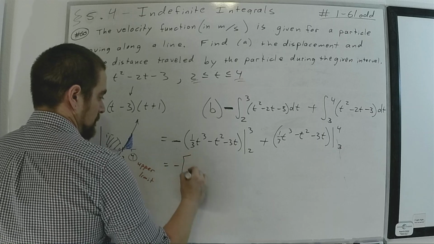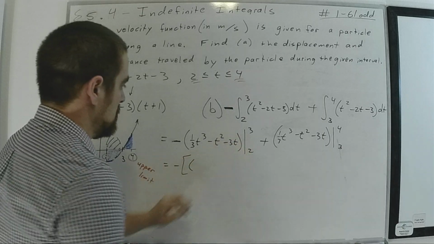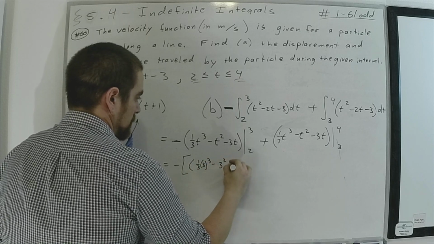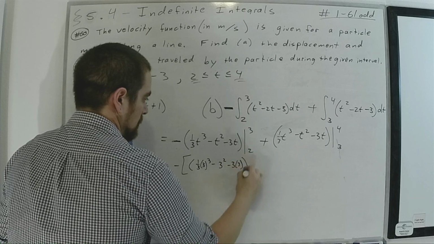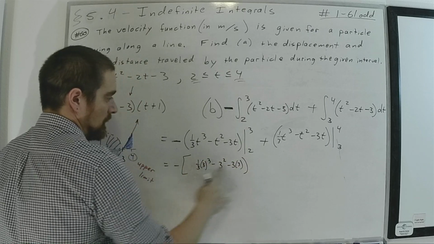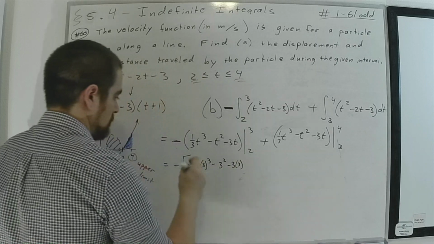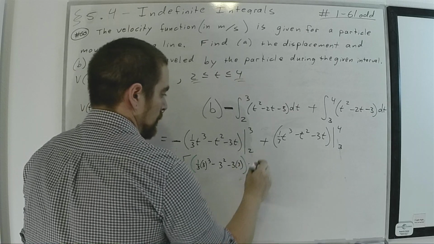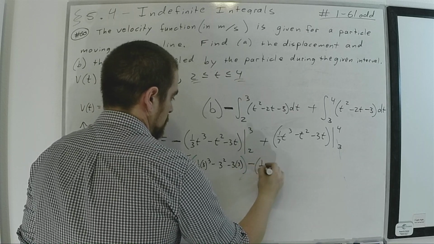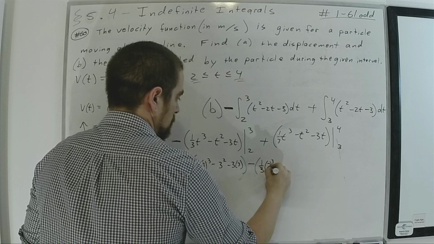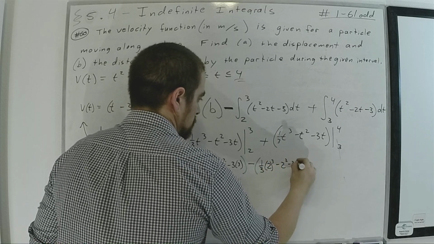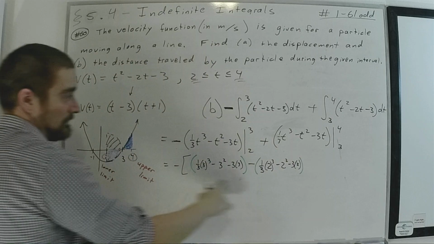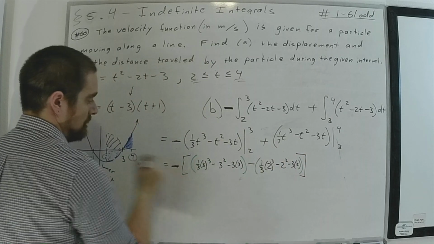So there's a negative out front. We'll plug in the upper bound of 3: 1/3 3 cubed minus 3 squared minus 3 times 3. There's my upper bound. Minus, now here's my lower bound plugged in: 1/3 2 cubed minus 2 squared minus 3 times 2. Now I have to take that and negate it all, which is why I have this negative out front of those brackets.